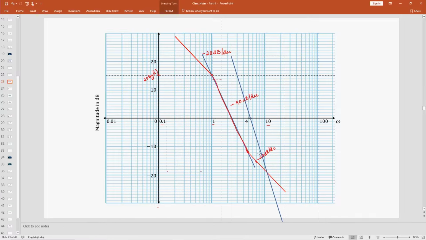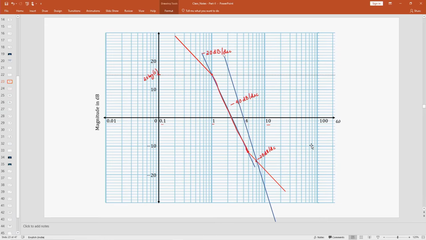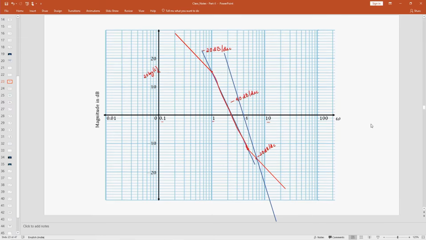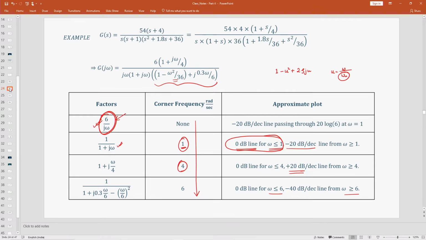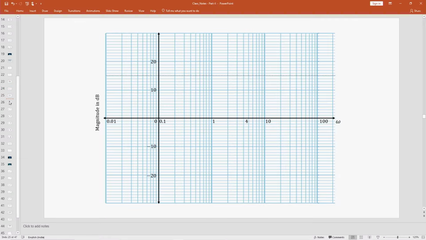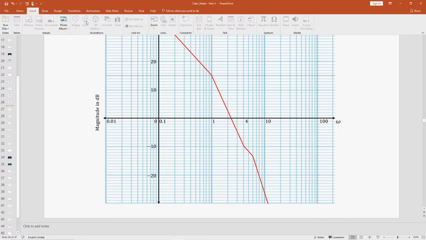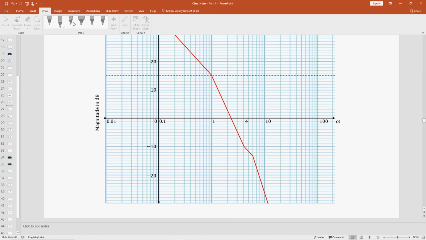So, you can have it somewhere here, something like this. So, as a whole, if I take everything together, the plot will look something like this. Okay. So, let me just draw what are the points we have taken.